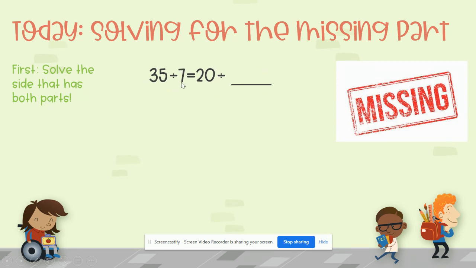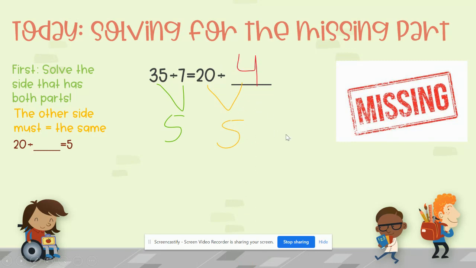This is the side, 35 divided by 7. And we know that's 5. 5 times 7 equals 35. 35 divided by 7 equals 5. The other side must equal the same. So there's an equal sign between these two equations, which means this side also needs to equal 5. So then we have 20 divided by what equals 5. We could do 5 times what equals 20 to help us, and that answer is 4.